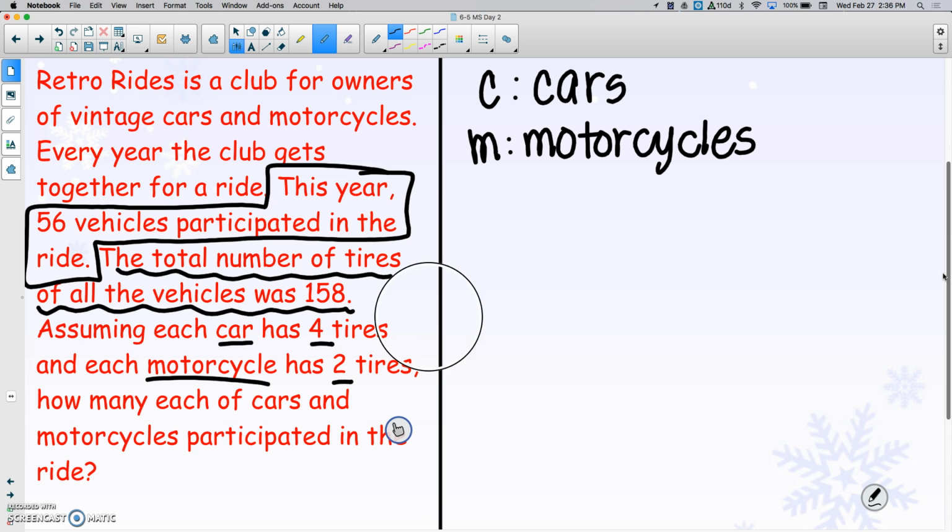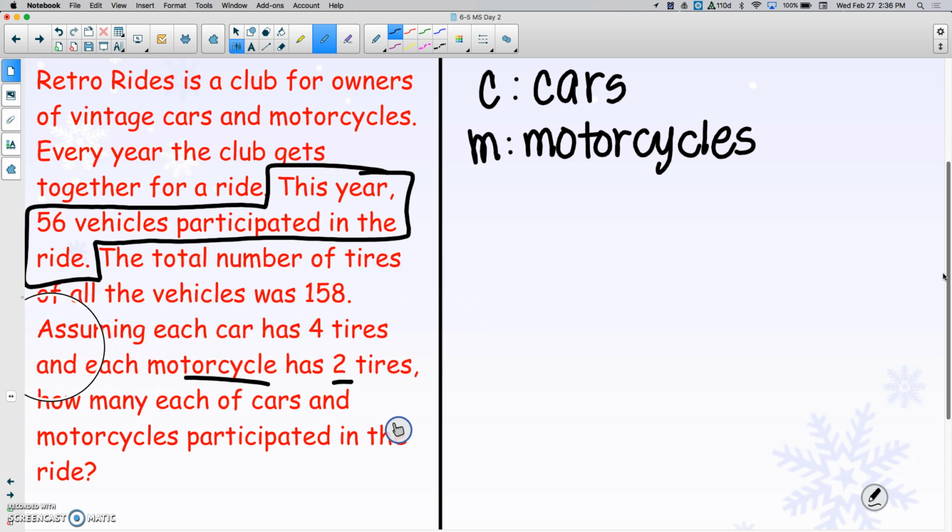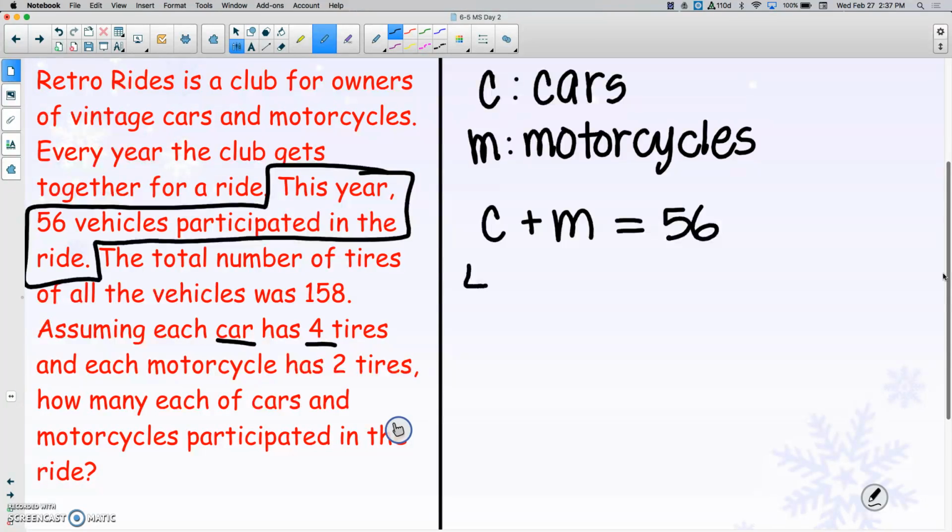Okay, so I'm going to erase this stuff so that you see where I'm focusing. This year, 56 vehicles participated in the ride. All right, that's it. Cars plus motorcycles has to add up to 56. That's our equation for the first one. We don't know how many of each, but we do know there were 56 vehicles. Some are cars, some are motorcycles. Now the second equation, we can focus on the number of tires, okay? Cars have 4 tires, so 4C, plus motorcycles have 2, 2M, equals 158 tires total.